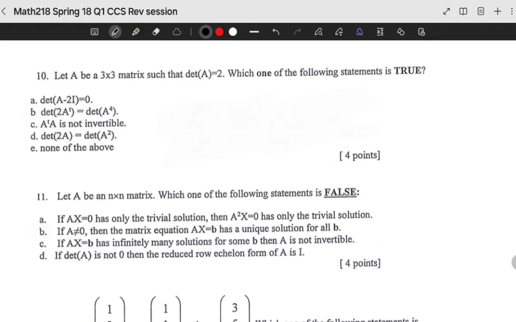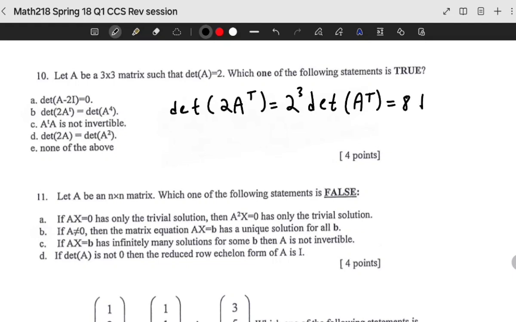Determinant of A minus 2I is equal to 0. This doesn't seem to be necessarily true. Determinant of 2A transpose equal to determinant of A to the power 4. So the determinant of 2A transpose is equal, if I want to take this 2 out, I would have to raise it to the power of 3. So it's 8 times determinant of A transpose, which is determinant of A, which is equal to 16.